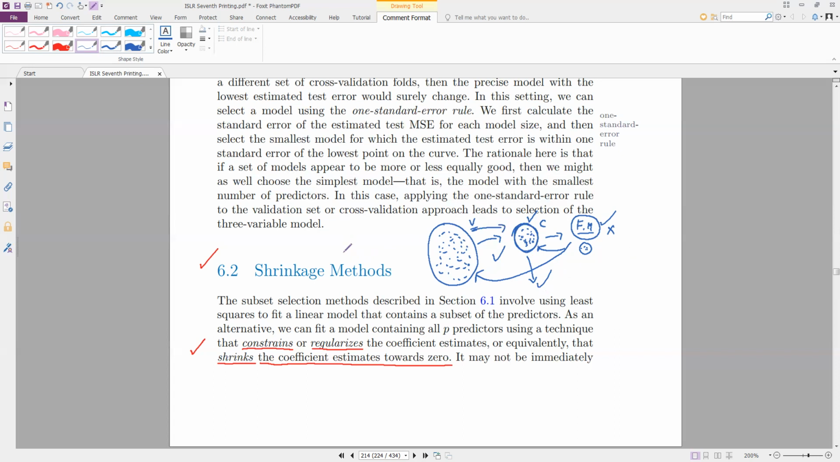So what do shrinkage methods do? Well, shrinkage methods constrain, or what's also called regularize, the coefficient estimates. Okay, what's a coefficient estimate? That's like a partial regression coefficient. Or equivalently, shrinks the coefficient estimates towards 0. Okay, so what does that mean to shrink them towards 0?